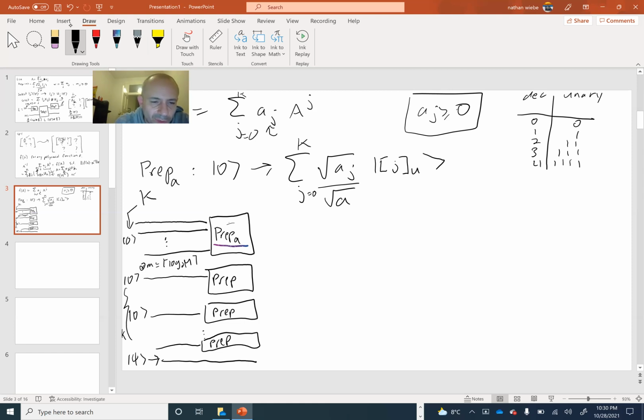So just to make it clear, if we're looking at a to the j, this over here is going to correspond to the first power.